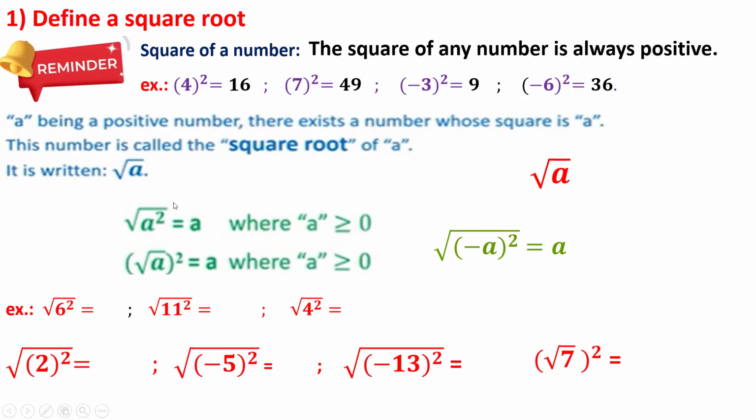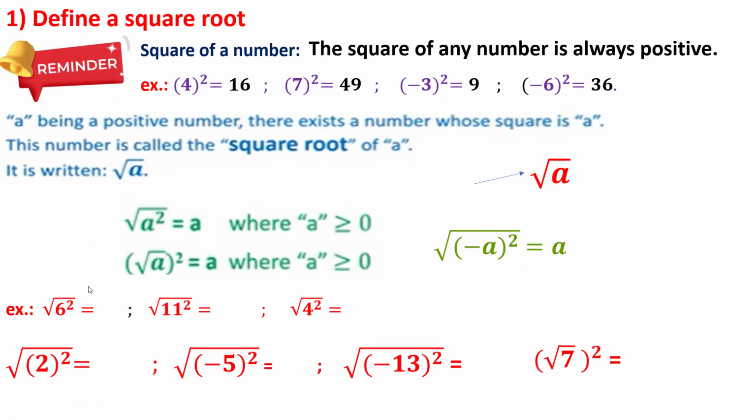Radical a squared: to get the root of a squared, which is inside the radical, I say the square cancels the radical, so it's a. Always, of course, a is positive or greater than or equal to 0. Radical a, all of it squared, also the square cancels the radical, and it is a. Let me give you some examples.